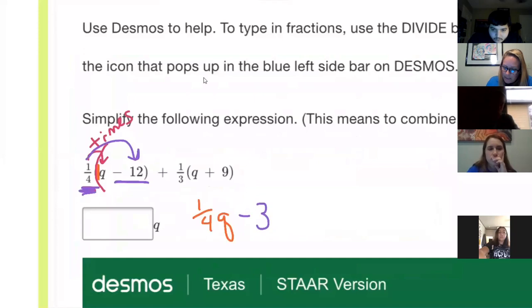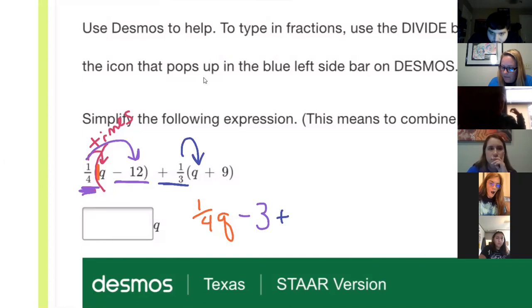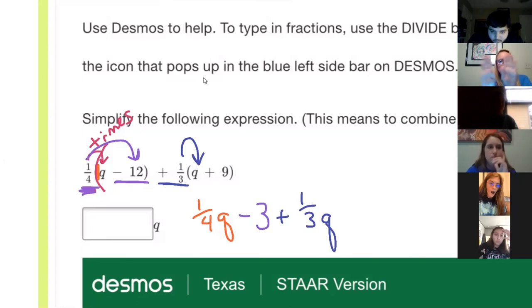And then I have a plus sign right here, and I'm just going to carry that over. That plus sign is going to tell you that this is a positive, okay? So we're going to do a positive 1/3 times Q, and we did the same thing as before. That's just going to be 1/3 Q. Remember that when you multiply numbers and letters, you just put them side by side. And then we're going to type into our Desmos the next part, the 1/3 times 9.